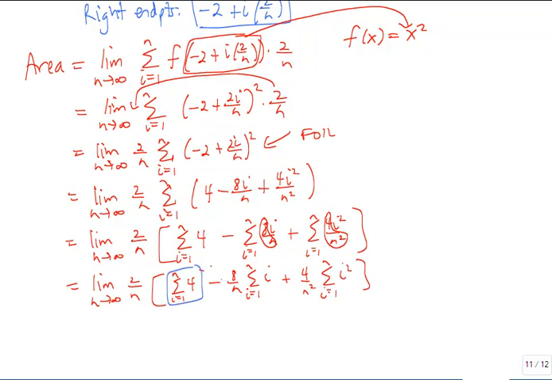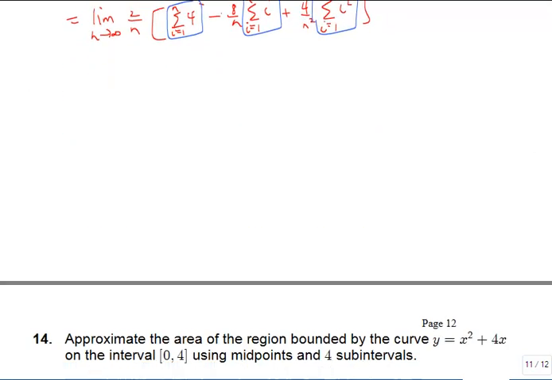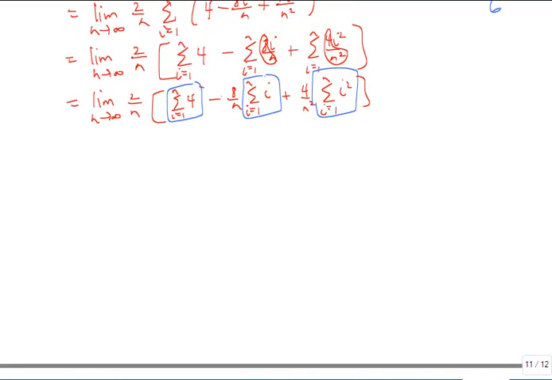And now we have a formula for this guy, and this guy. So the sum of a constant is a constant times n. The sum of i is n times n plus 1 over 2. And the sum of i squared is n times n plus 1 times 2n plus 1 all over 6. So we're just going to substitute those in.